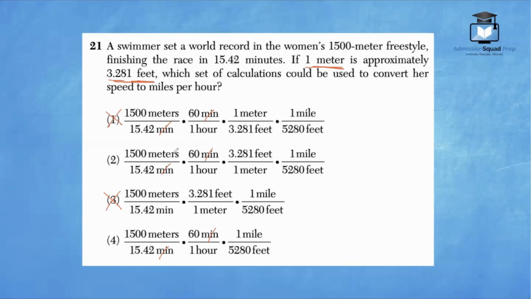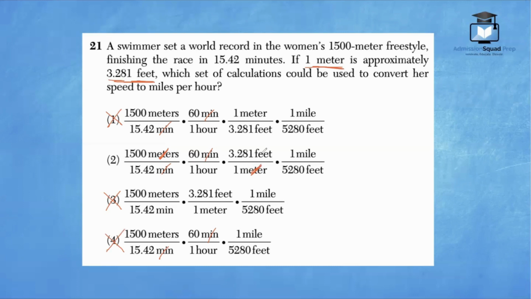Let's take a look at choice 2. Do we have meters in the numerator and meters in the denominator? Yes, we do. So this is a potential answer, and those meters are going to cancel out. For answer choice 4, again, we don't have meters in the numerator and in the denominator, so we're going to get rid of that one. So it's pretty clear that answer choice 2 is correct, but let's just take a look.